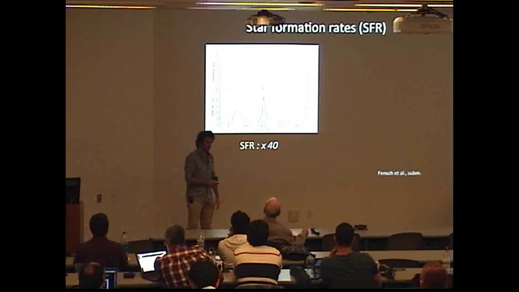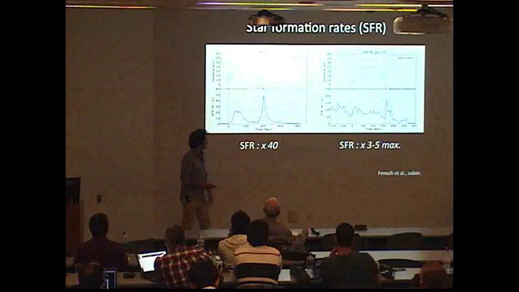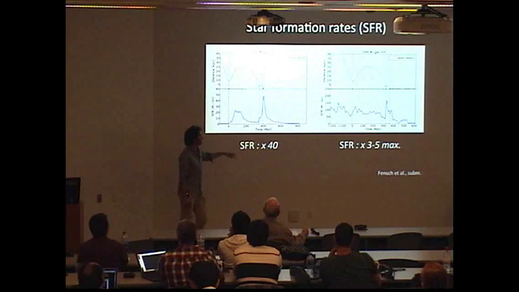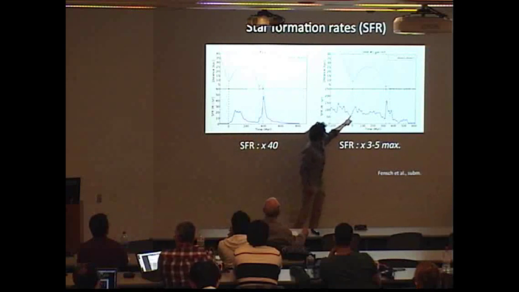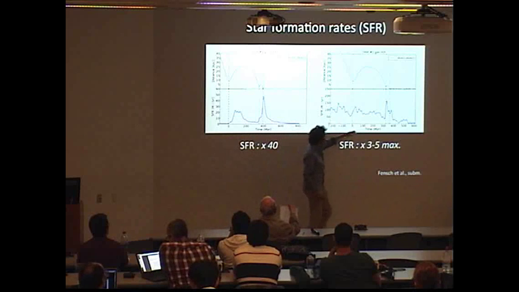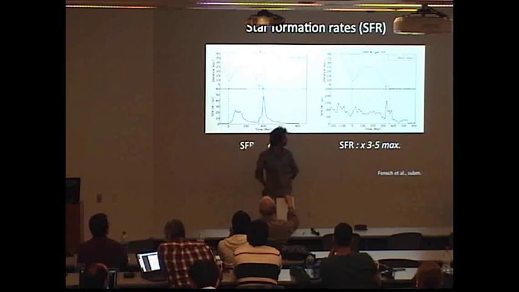If you look at a high-redshift collision, it's a completely different picture. You start very high because you have two galaxies forming both 50 solar masses per year, so you begin with 100 solar masses per year. But at the first pericenter passage, you have almost nothing, maybe a factor 2 increase in the star formation rate. And here, at the coalescence, it's a factor 3 to 5 maximum.